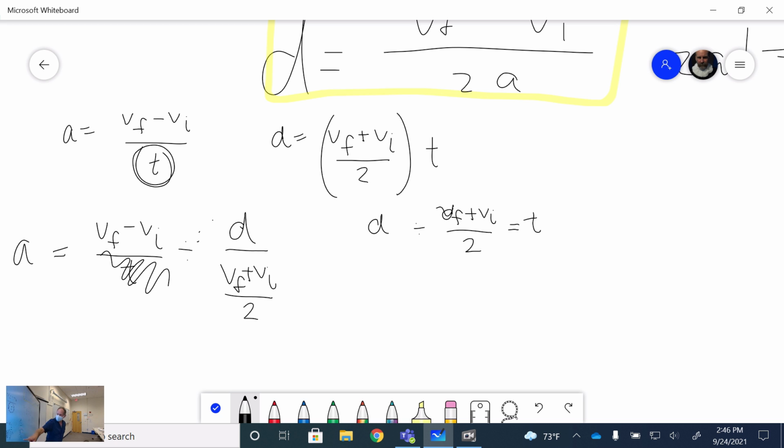Because you're going to go this divided by this fraction. So when you divide by the fraction, we're going to flip this upside down. So we're going to have the VF minus VI times the VF plus VI, which is that difference of two squares thing. Awesome. Cool. Another route to that.